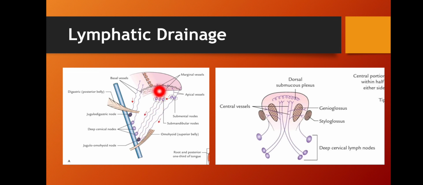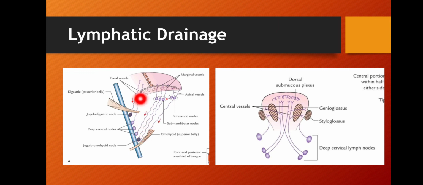Next, these are the marginal surface of the tongue. So the marginal vessels are there now. From the marginal vessels, the lymph is drained into submandibular nodes. These are the submandibular nodes. And these submandibular nodes are drained into deep cervical and jugulo-omohyoid. So the course is marginal vessels, submandibular, submandibular into the deep cervical nodes or jugulo-omohyoid node.